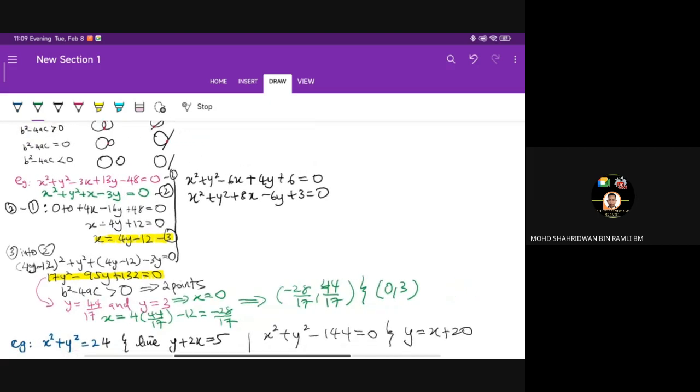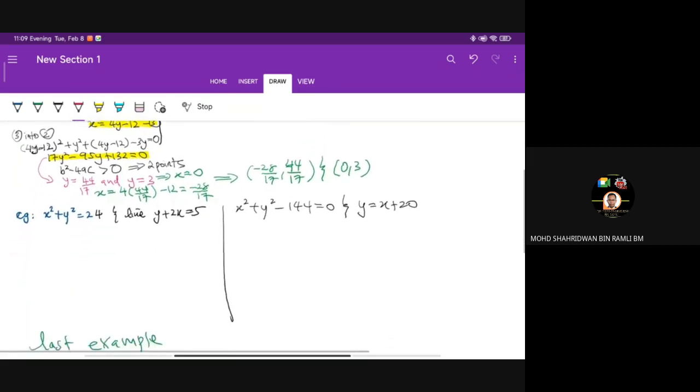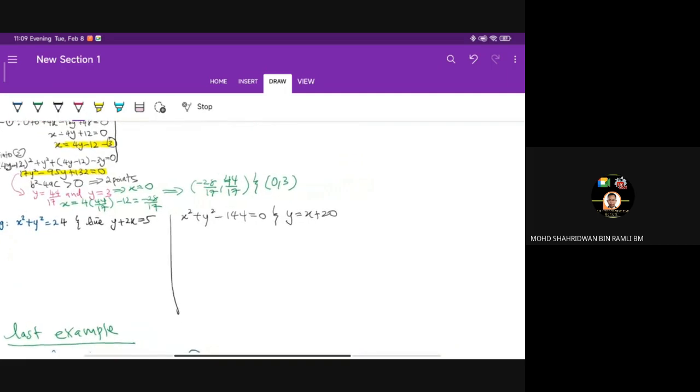Okay, next you can try this next example here, using your Google form. And then you will know whether these two circles intersect each other, intersect at 1 point, 2 points, or do not intersect each other. Okay, simple, you can try this one.